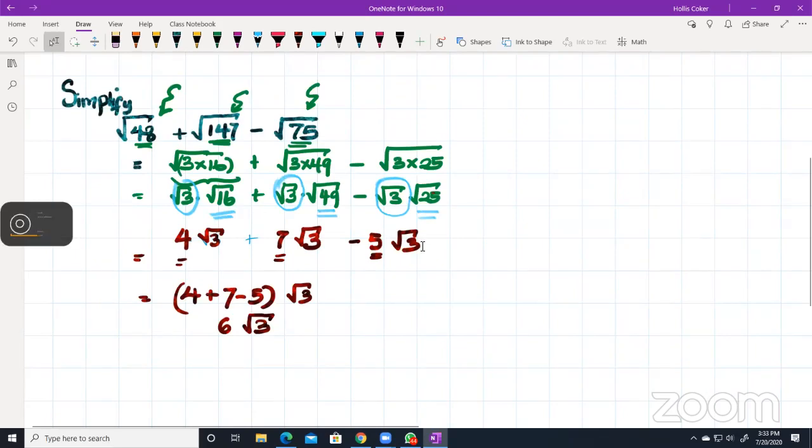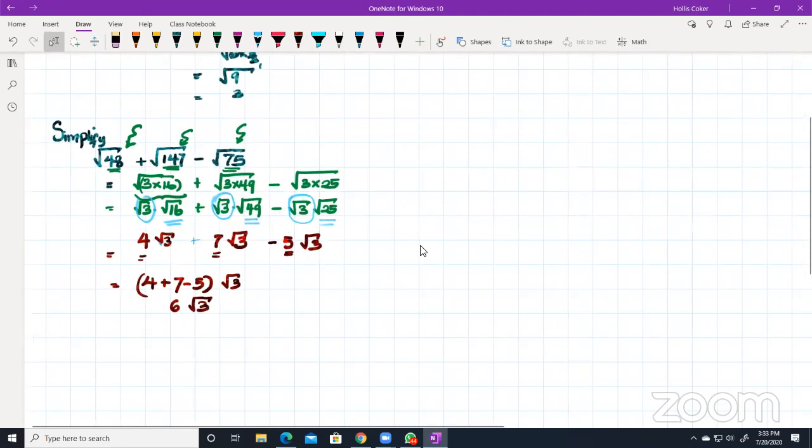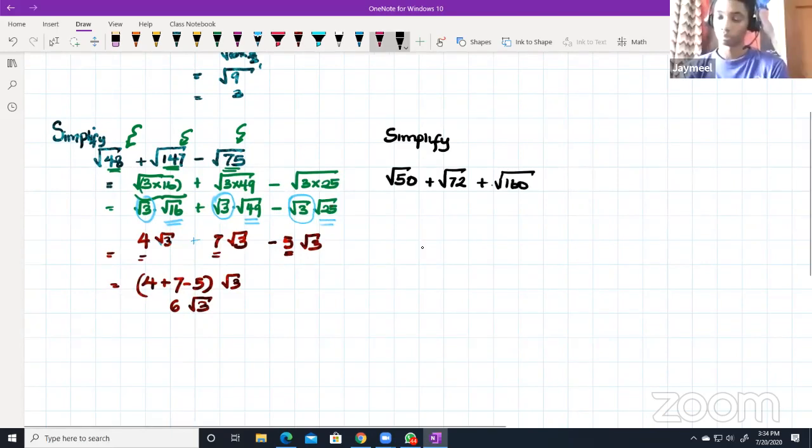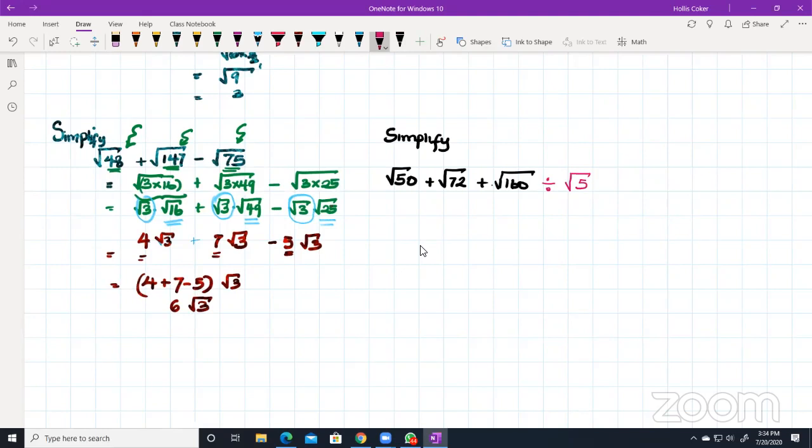So let me zoom out a bit. All right. If I ask you now to do something like this, just change it up a bit. I make this one root 50 plus root 72 plus root 160, divided by root 5. I'll give you that one to do. Let's see what you will do there.